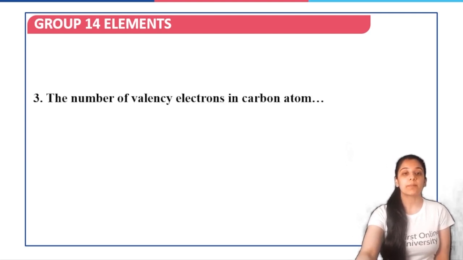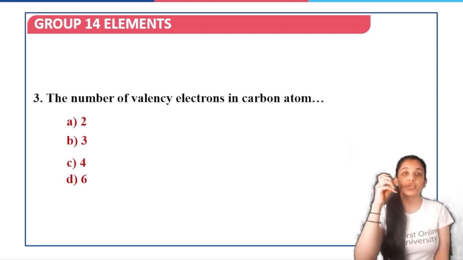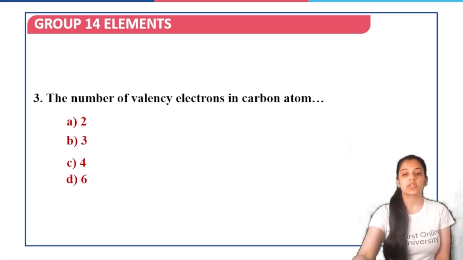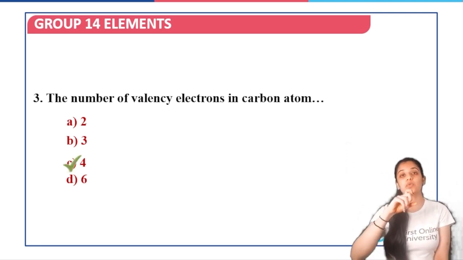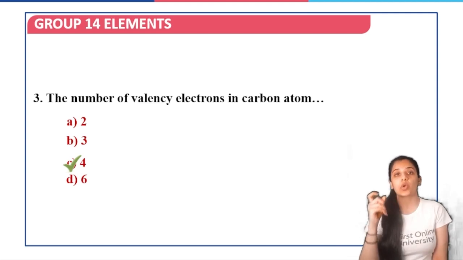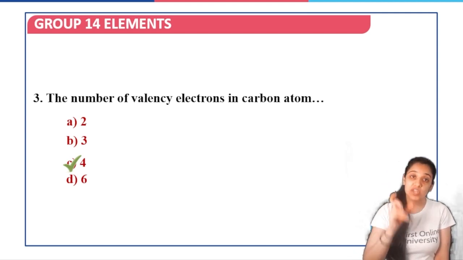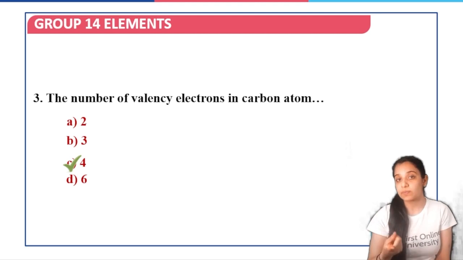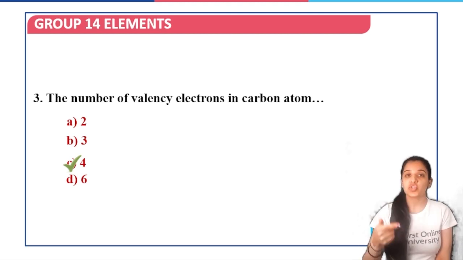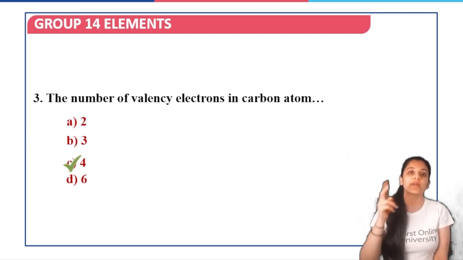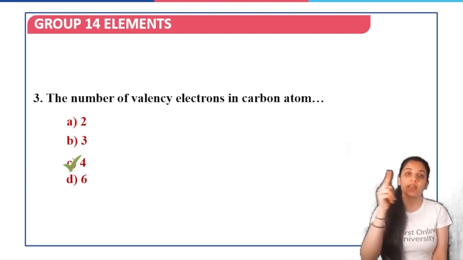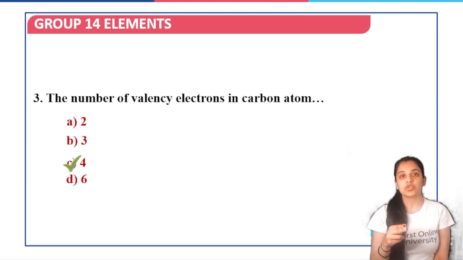Next question is the number of valence shell electrons in carbon atom is. So we have seen it is 2s2, 2p2. So there are 4 valence shell electrons. See, why are we considering s also and not only p? Because we are talking about the shell. We are not talking about valence subshell. We are talking about valence shell, and shell means n is equal to 2. So for n is equal to 2, we have 2 electrons in the s subshell and 2 electrons in the p subshell. Therefore, overall the valence shell electrons is going to be 4.